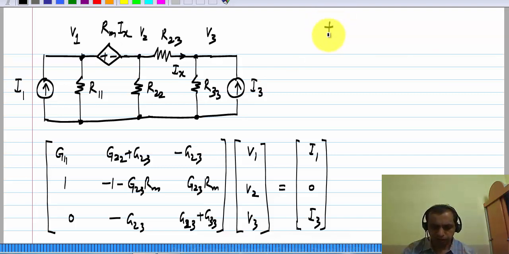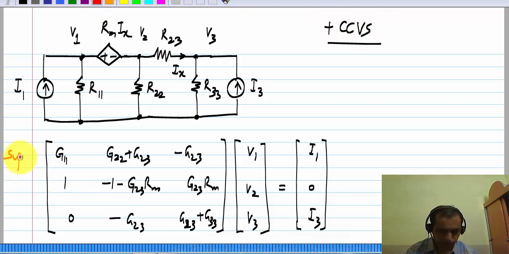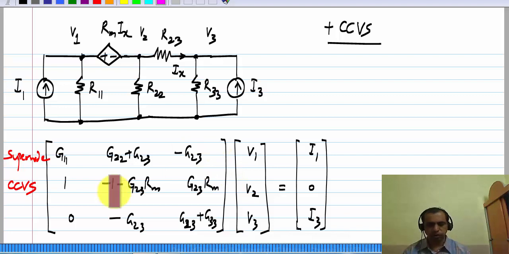Next we add a current controlled voltage source. So again, as with any voltage source, we have to form a super node, and that equation appears there. And the next one is the equation for the current controlled voltage source, and as usual the G matrix is asymmetric, and also because this is a controlled source, the right hand side is 0.